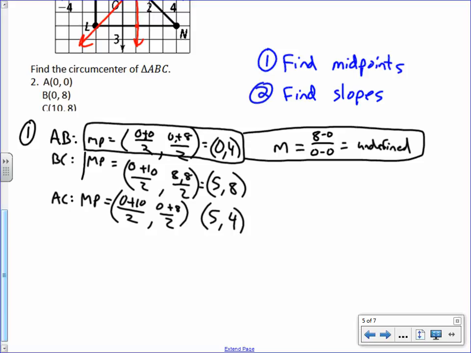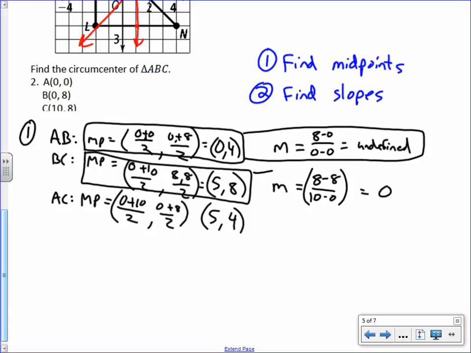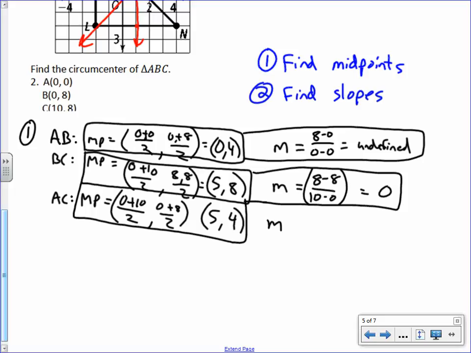So B, let's look at BC. If the midpoint is right here, we're going to now find the slope. So BC, we have 8 minus 8 over 10 minus 0. So it's going to be 0 over 10, which is equal to 0. So we have the slope there. And the last one, the slope is, we'll do 8 minus 0, because those are the two y's, and 10 minus 0. So it's actually going to reduce to 4 over 5. So there's the slope of that one.